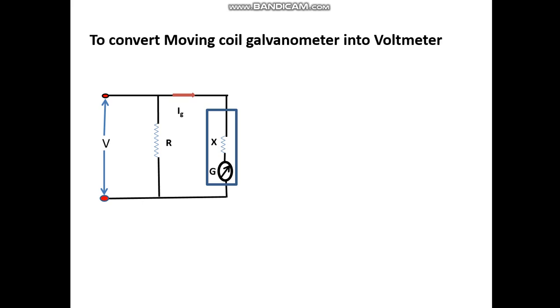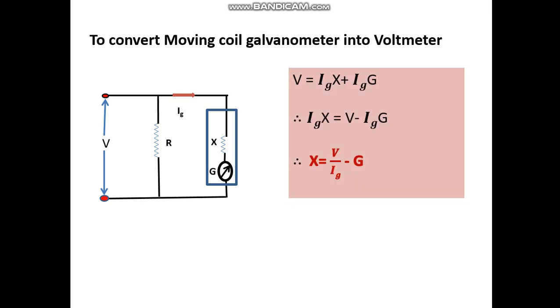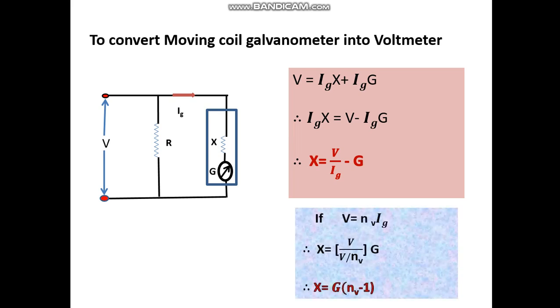Now let us see the equations to convert a galvanometer into a voltmeter. The total voltage V is equal to the potential difference across X, that is IG·X, plus the potential difference across the galvanometer, which is IG·G. Therefore, IG·X is equal to V minus IG·G. Capital X is equal to V upon IG minus G. Now, if V is equal to NV into IG, capital X is given by G into (NV minus 1).